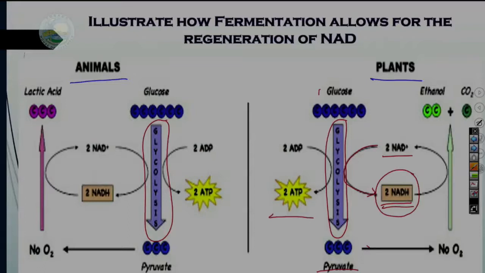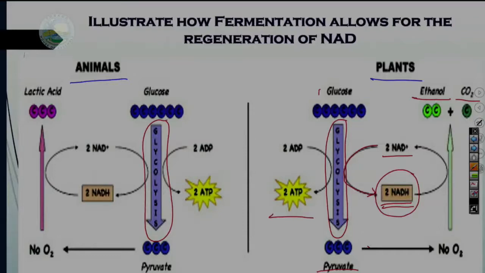You do not have any oxygen present, so it does not go into the mitochondria. But you're going to produce, in this case, in the plants, ethanol. It will accept the hydrogen and become ethanol. Remember, first, pyruvate loses 1 carbon in the form of carbon dioxide, and then it accepts the hydrogen and becomes reduced, and then you produce ethanol.